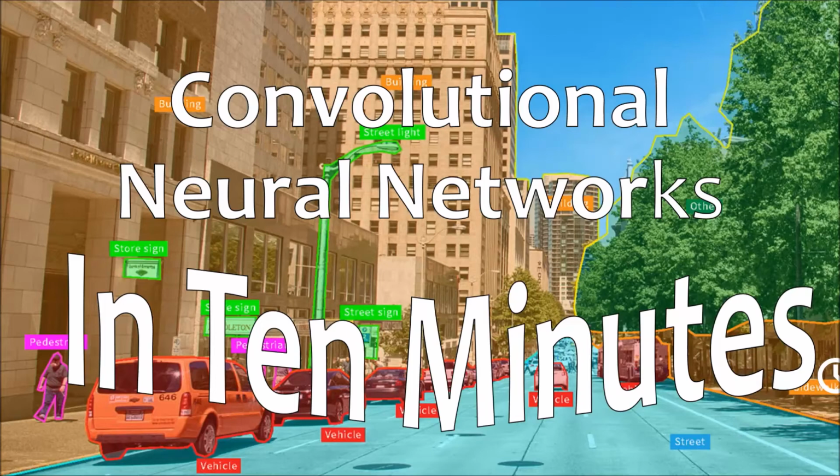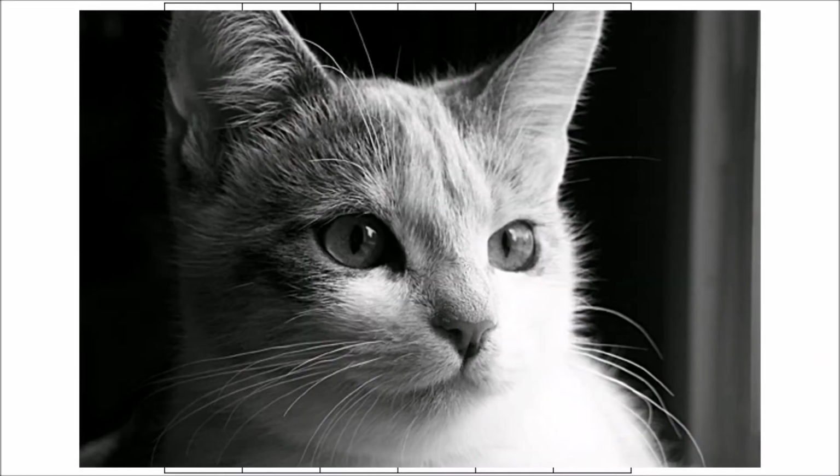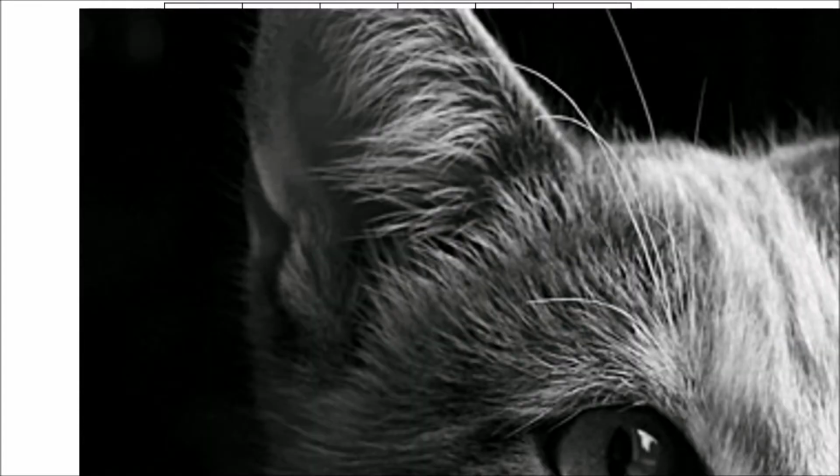Welcome to Convolutional Neural Networks in 10 minutes. This is a cat. Actually, it's a picture of a cat, to be precise. Beautiful, no? Meow. This picture of a cat is in grayscale, as you may have noticed. Now, look closer. No, closer than that. What is this picture of, really?